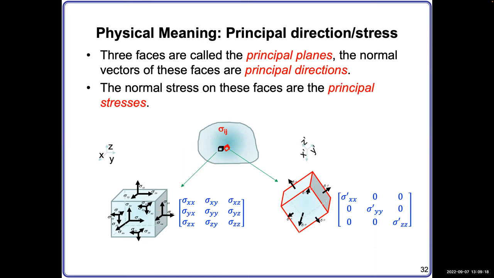And from here, you can also find out the maximum shear stress. Maximum shear stress is actually the surface that, if you rotate this one 45 degrees, then you will get a maximum shear stress. That maximum shear stress plane is the plane that will fail the material.